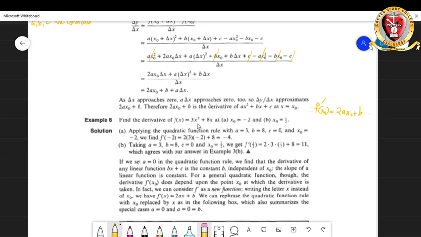Okay, in the first part, we know that instead of a you have 3, b you have 8 and c you have 0 in the definition earlier in the quadratic function rule. So just substitute for f dash of x naught. X naught is minus 2 here, so on substitution you'll be getting minus 4. Similarly, you try for x naught is equal to 1 by 2. So you get f dash of 1 by 2 on substitution to be 11.